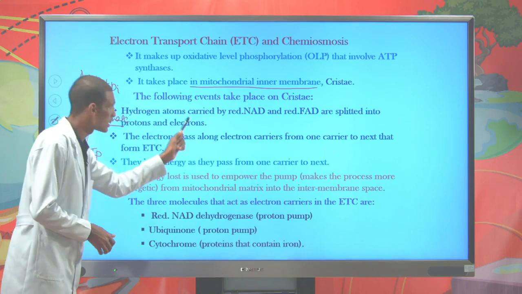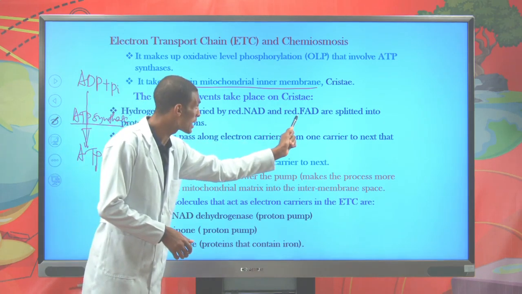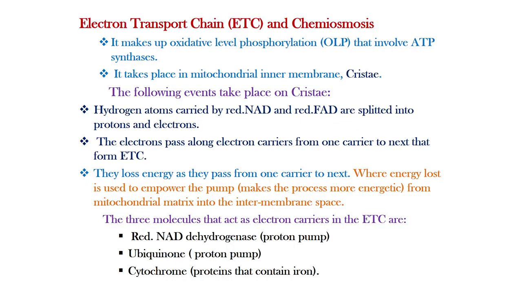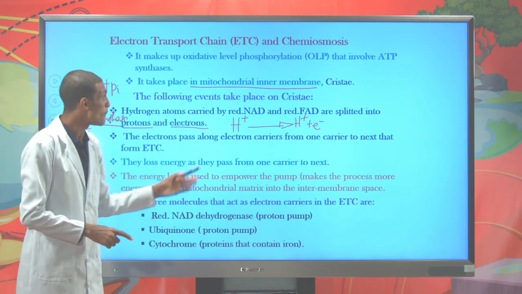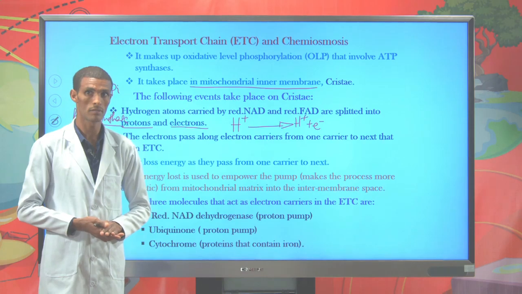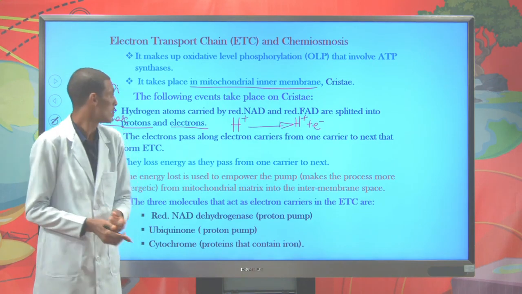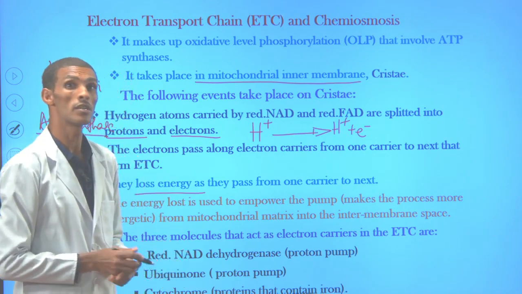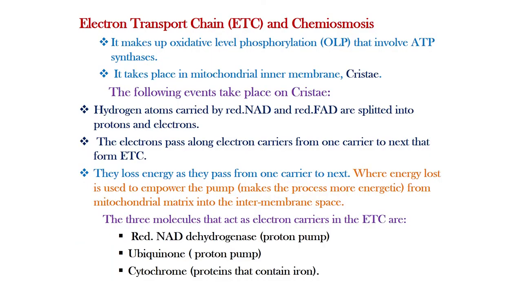Here, hydrogen atoms carried by reduced NAD and reduced FAD from the Krebs cycle split into electrons, which pass from one carrier to another. This is the electron transport chain, making the system efficient. When the electrons pass from one carrier to the next, they lose energy. This lost energy powers the pump, making it more energetic and powerful.